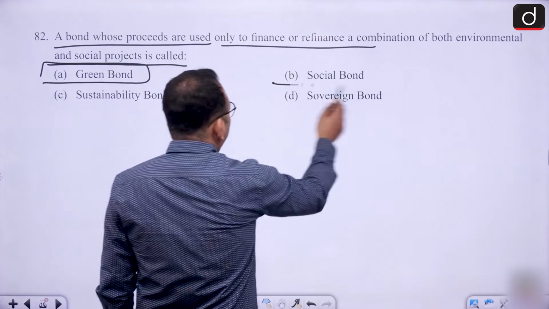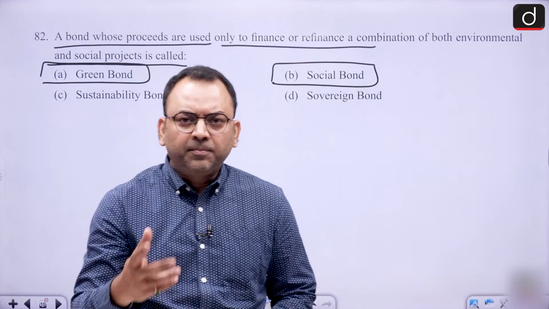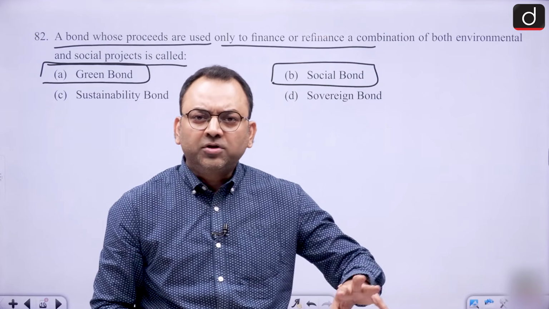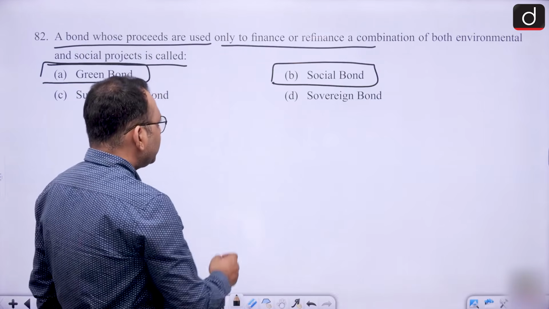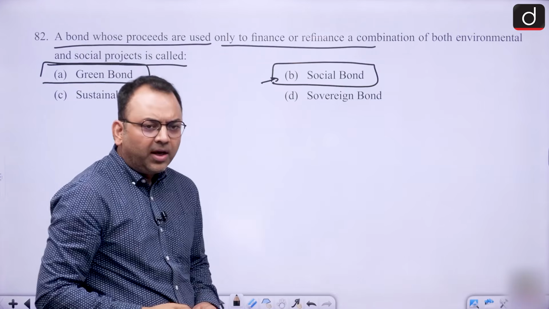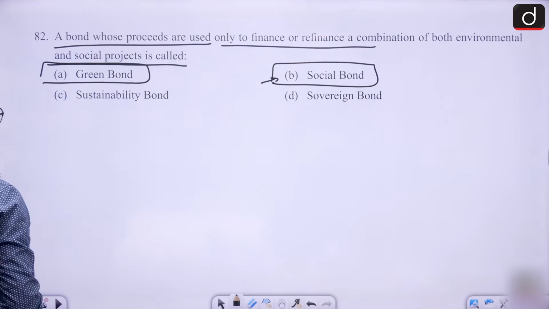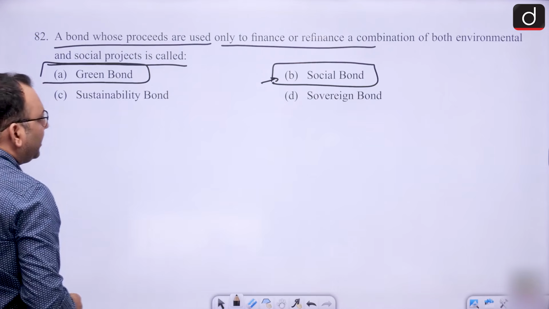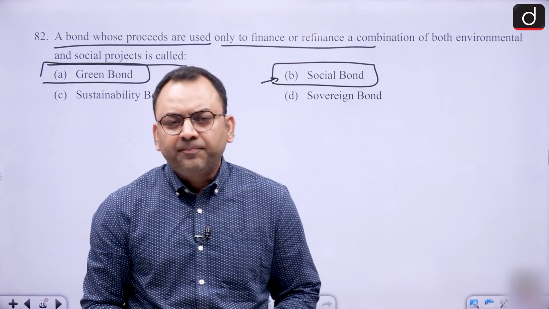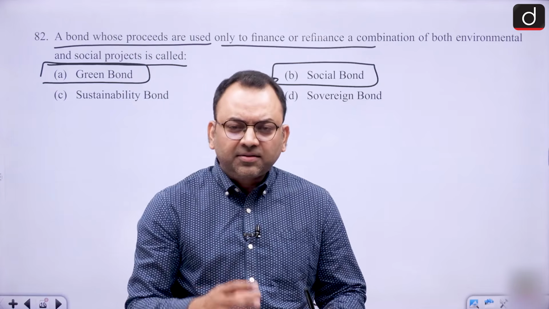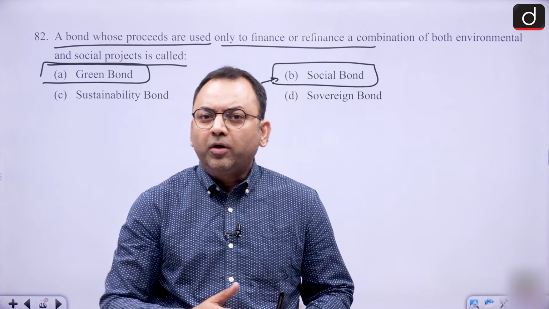A social bond is a bond issued by an issuer to raise money at some interest to fund social projects like health and education, say primary education, right? So this is a social bond, which aims to promote social development, social inclusiveness. Friends, suppose there is a bond which is both for the environment and for the society. A system which goes for both of them will take the country ahead for a longer duration.